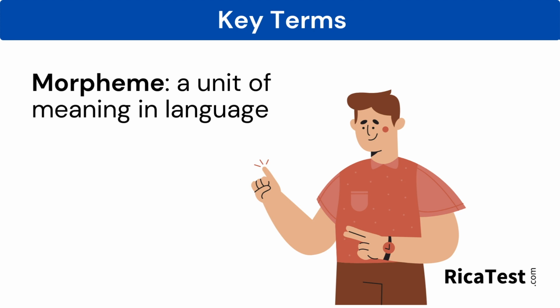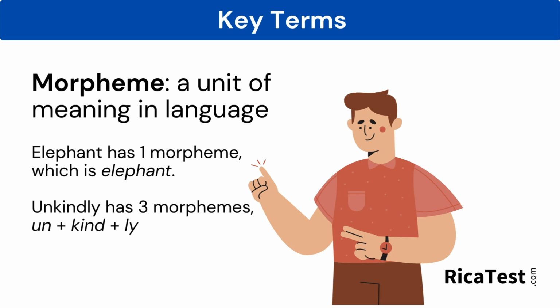A morpheme is the unit of meaning in language. For example, the word elephant has one morpheme, which is elephant. However, the word unkindly has three morphemes, un plus kind plus ly. Note here that a morpheme is not a syllable, as the word elephant has one morpheme, but has three syllables.